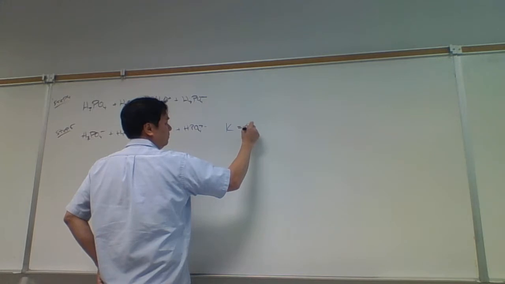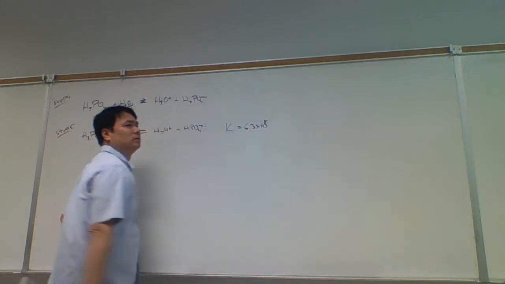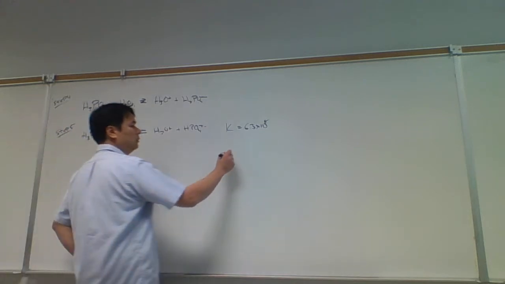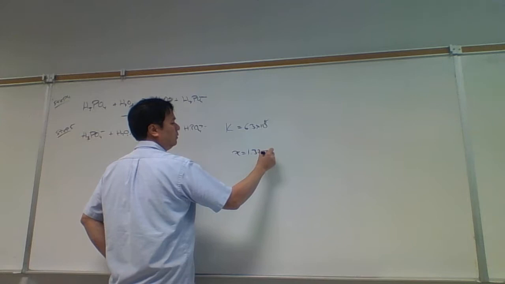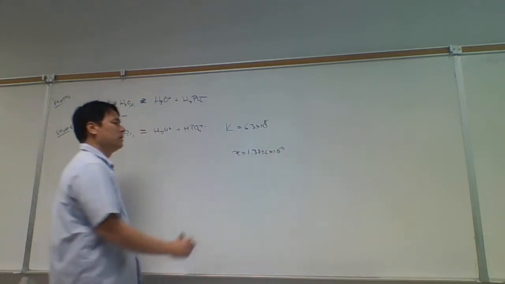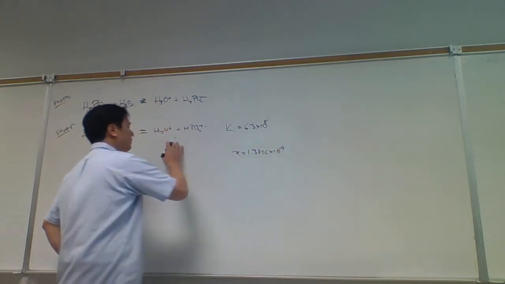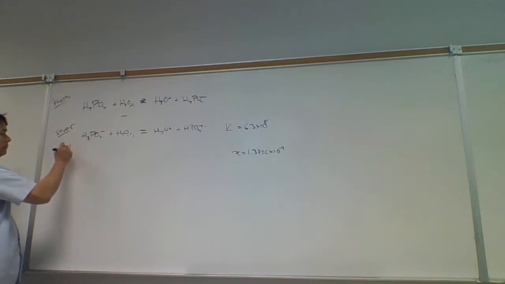We found X, I think. 1.2736 times 10 to the minus 9. Times 10 to the minus 9? Yeah. That's very small. And so we're going to barely add any hydronium to this. But if we're doing an inventory, then we need to figure everything out.